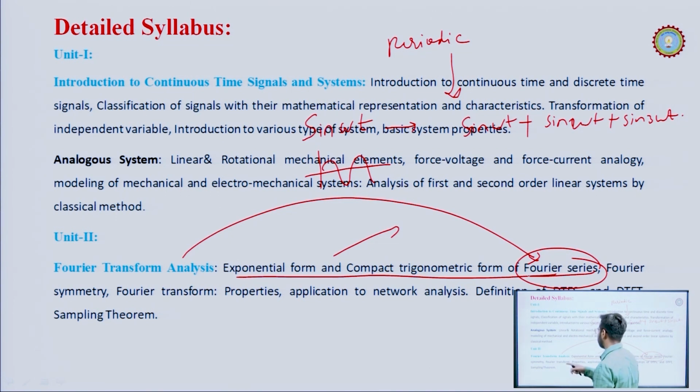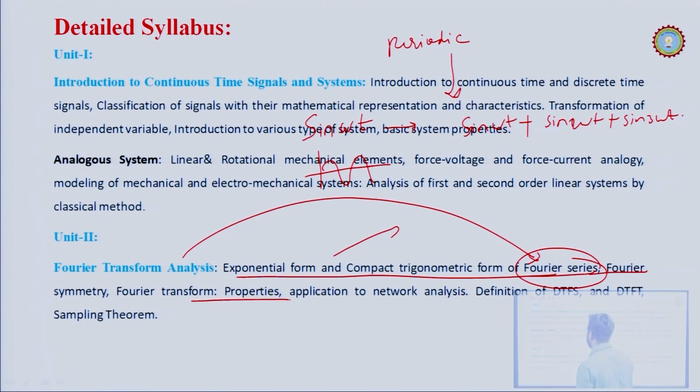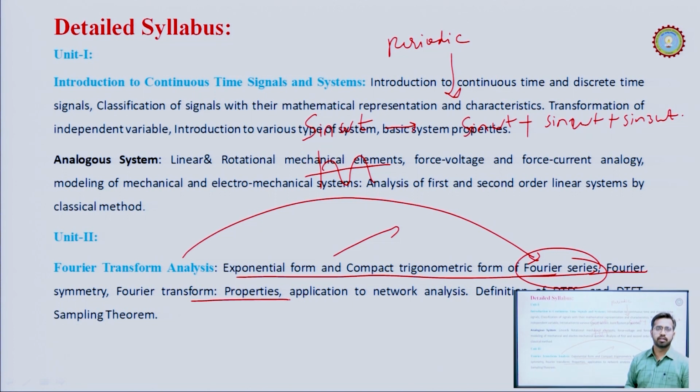Now, again we will be studying Fourier series and Fourier transform. We will also have properties of Fourier transform, through which we can easily say that this will be the condition for which this is a property, by which we can simply write the final result. In the Fourier transform you will also be studying the initial value theorem, final value theorem.